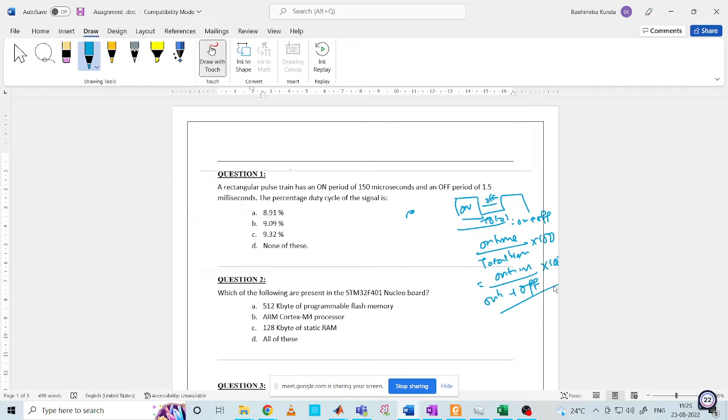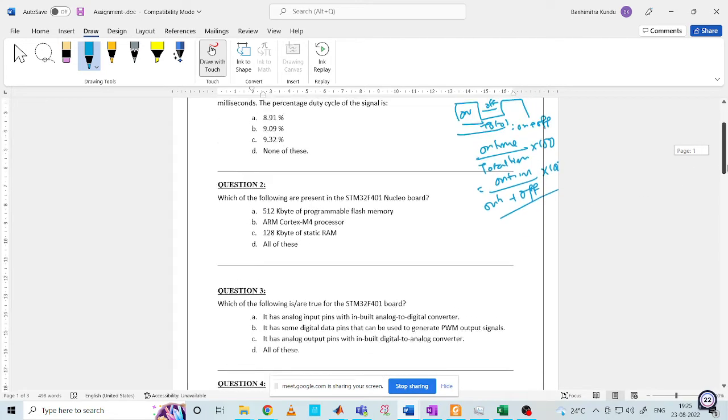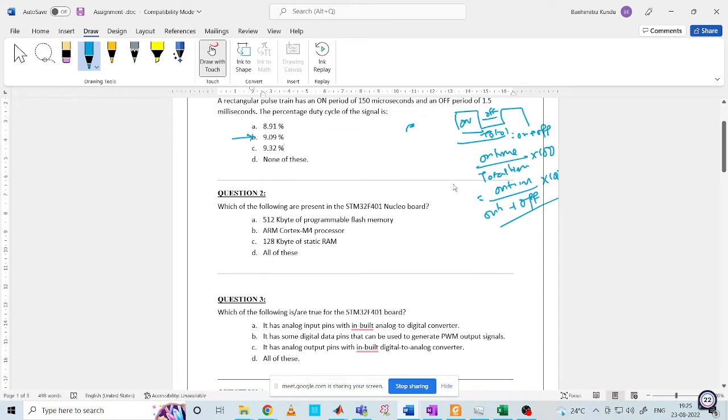Option B. How did you calculate it? It's T1 upon total time into 100. It's 9.09%. Okay, fine. Then question 2. Did anyone have any problem with question 1? No, sir. Okay. Question 2. Option C. Correct. Question 3.